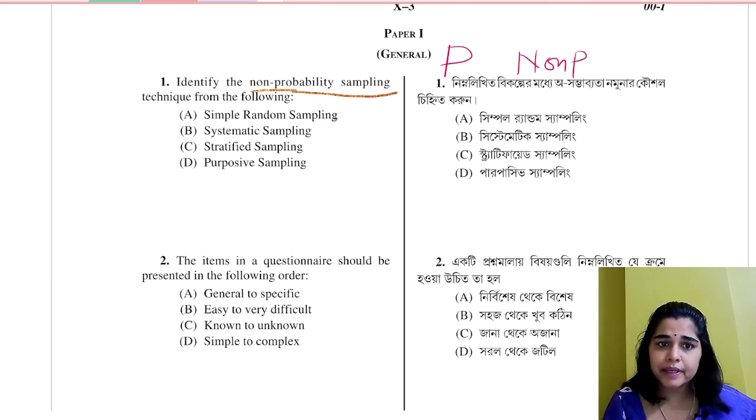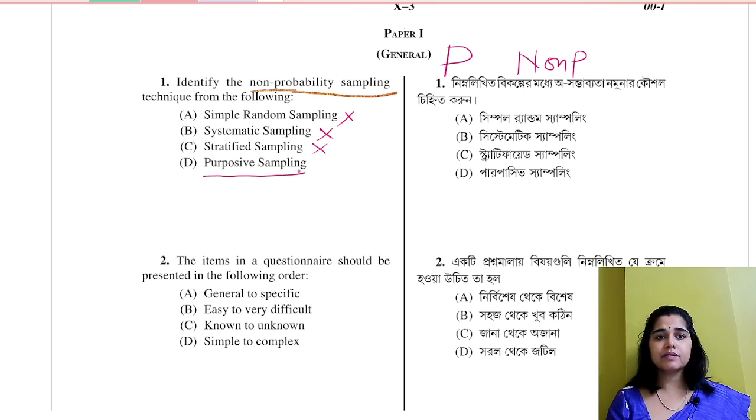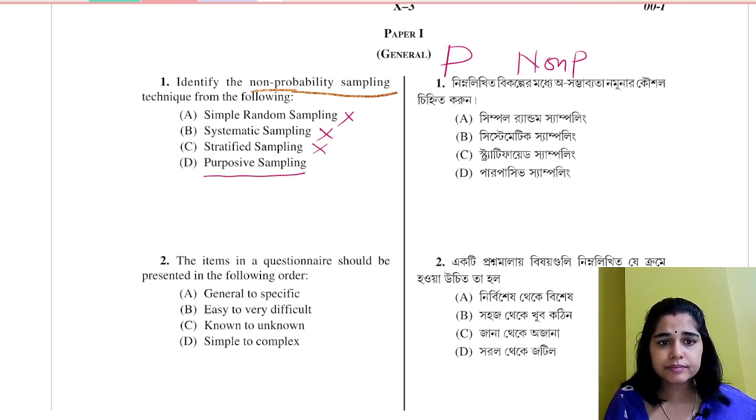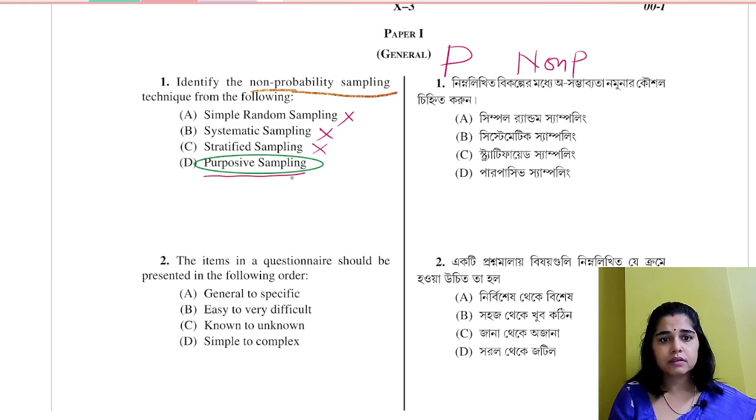Simple random sampling. This is probability sampling, so this will not come. Systematic sampling. This is also probability sampling. This will not come. Stratified sampling. This will also not come. Here, purposive sampling. This will come because this is your non-probability sampling. Why will the others not come?